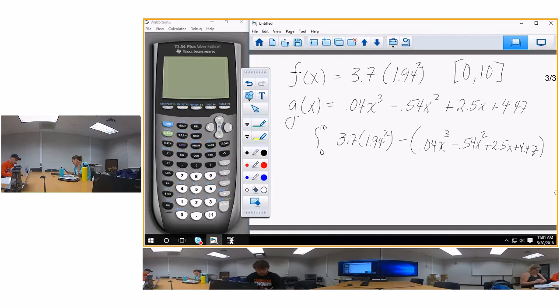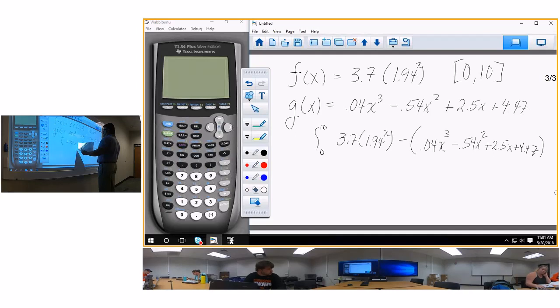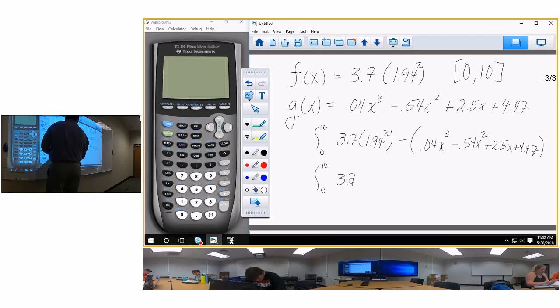Okay, there's no way you're going to be able to calculate this into everything, but you can distribute that negative. So from 0 to 10, 3.7, 1.94 to the x power, minus 0.04 x cubed, minus 0.54 x squared, that's going to be a plus, sorry, and then minus 2.5x minus 4.47.